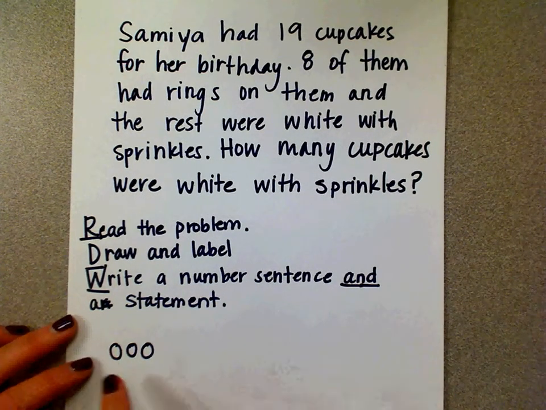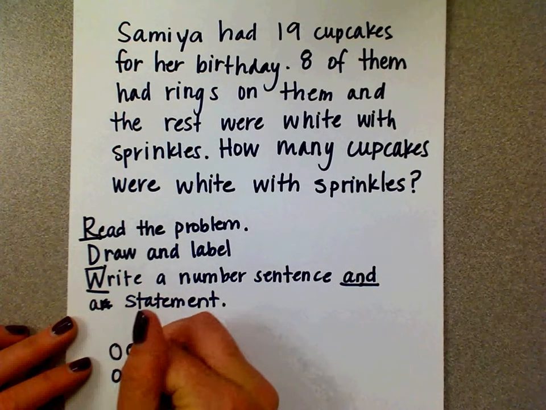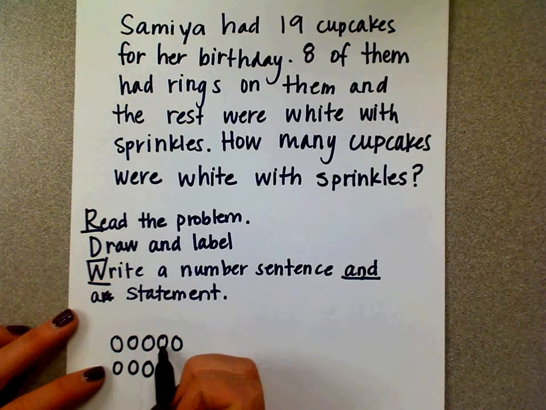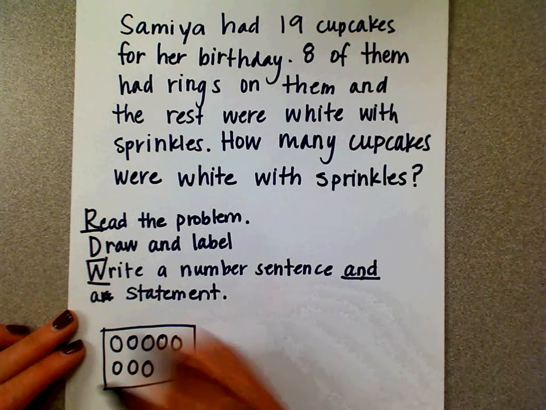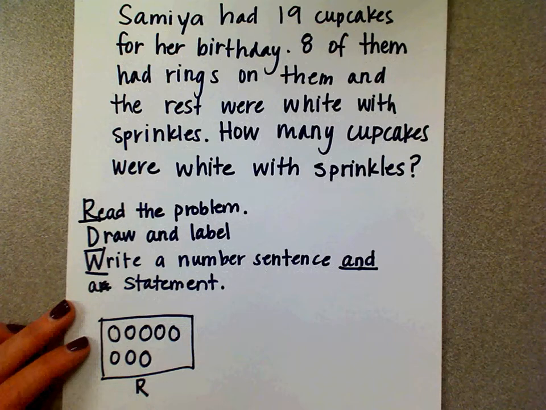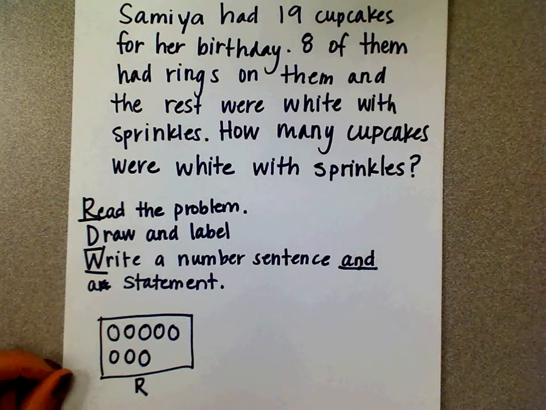1, 2, 3, 4, 5, 6, 7, 8. Here are my 8. Let's just double check we have 8. 1, 2, 3, 4, 5, 6, 7, 8. And then I'm going to put a box around them, and I'm going to label them with an R for rings. Then, after I labeled them with an R for rings, I need to figure out the rest of my problem.